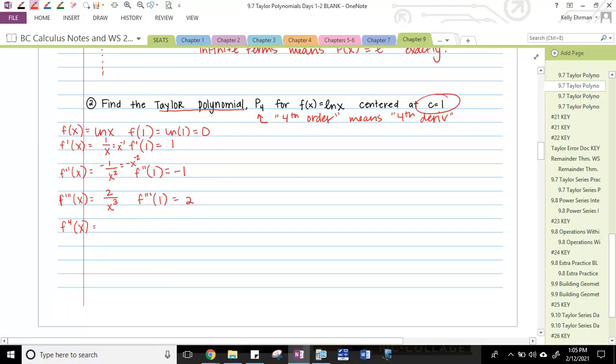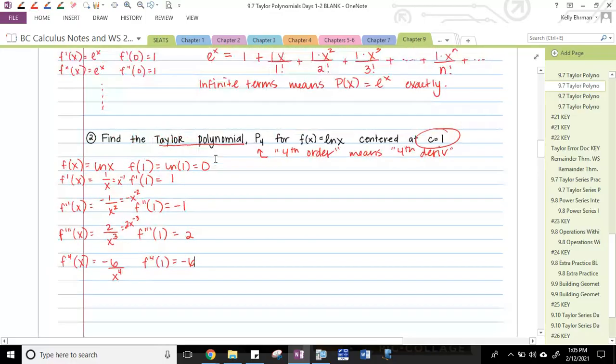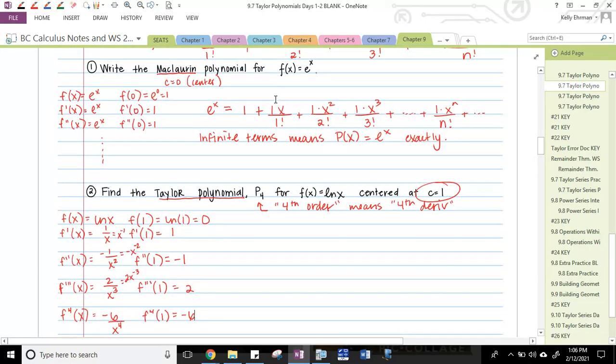And finally, the 4th derivative. Remember, this is 2 x to the negative 3. So this is going to be negative 6 x to the negative 4th, or over x to the 4th. The 4th derivative evaluated at 1 is negative 6. Now remember, these numbers are just the coefficients for the numerator of what goes in front of each x term. So let's build the polynomial.